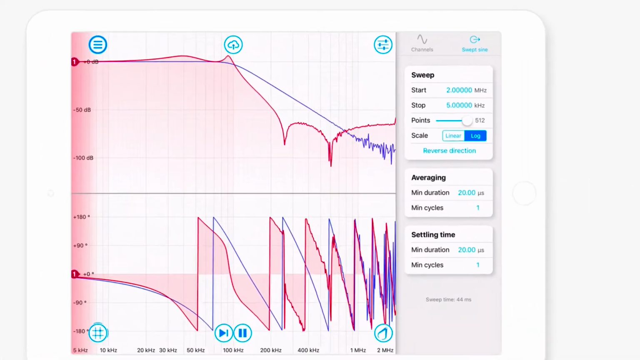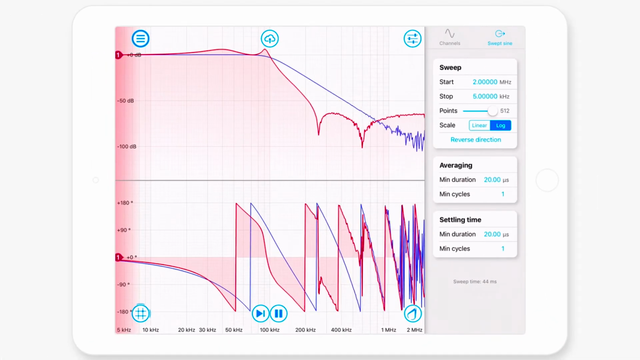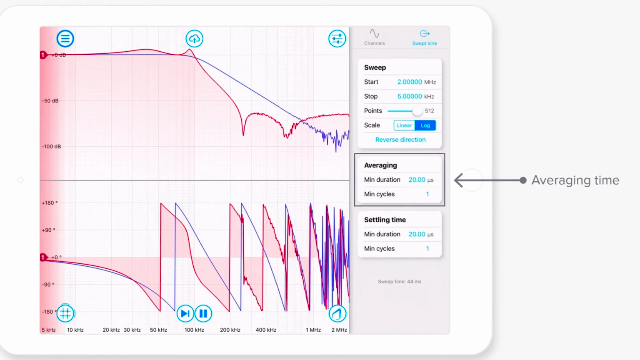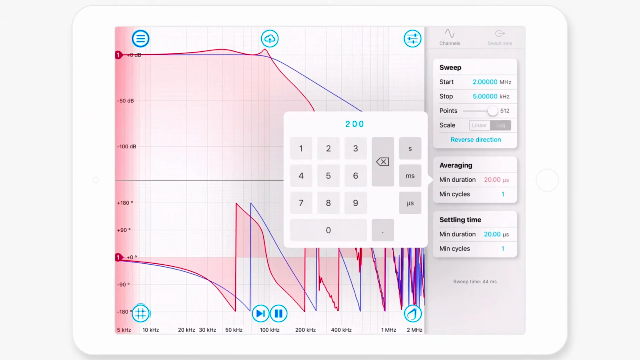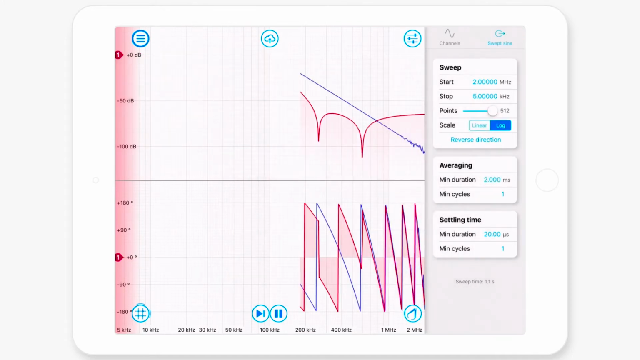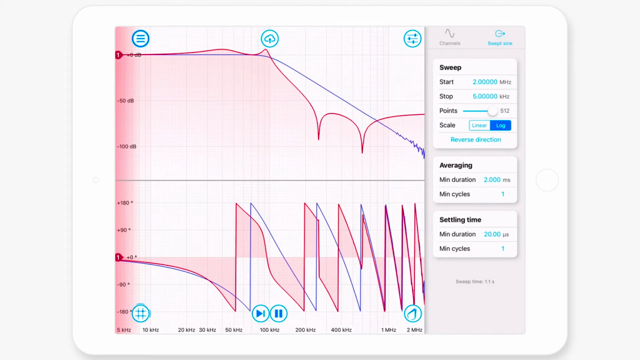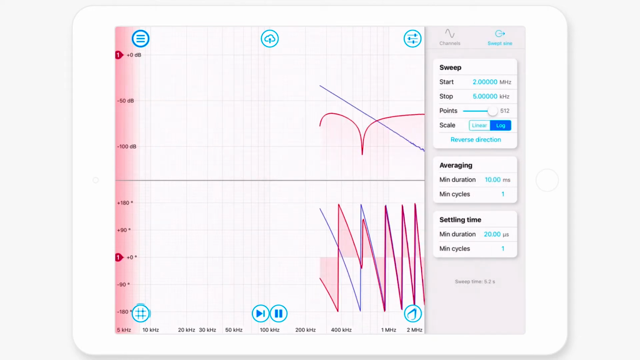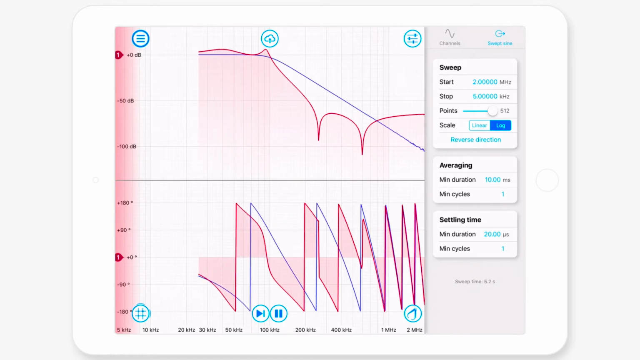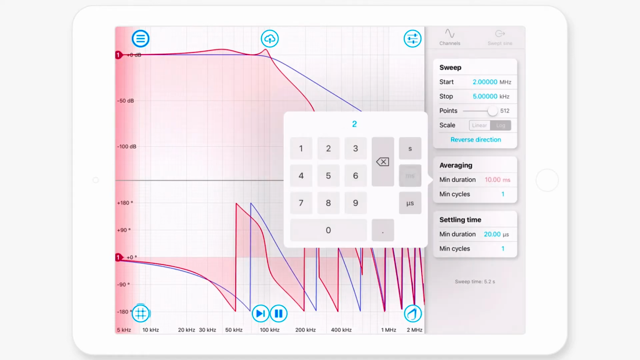In terms of measurement fidelity, two critical parameters that can be adjusted are averaging time and settling time. Averaging time describes the period over which each point in the sweep is integrated. Averaging time is important for high detail measurements, where longer averaging times result in higher signal-to-noise ratio, but also increase the total sweep time. Adjust the averaging time to balance fidelity and the total duration of the measurement.